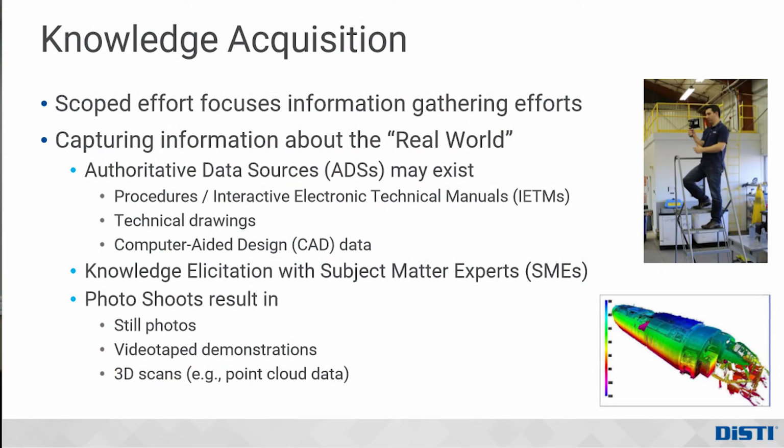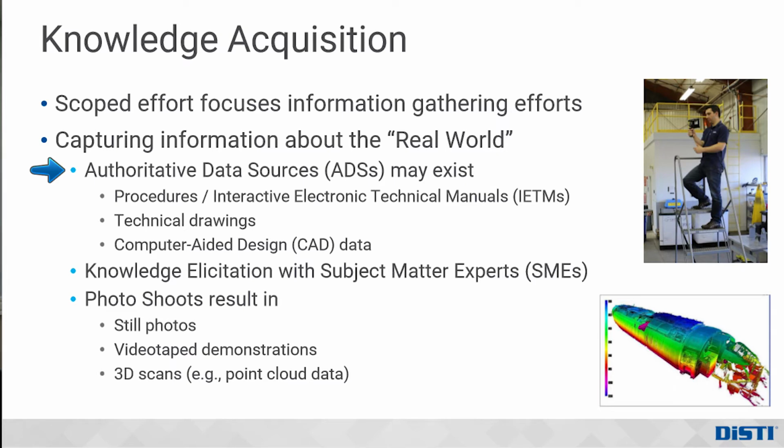The first step we do is to harvest information about the real world. And we do this in several ways. Authoritative data sources are key. So I mentioned the OEM procedures. There's often technical drawings, and in some cases there's CAD data, but there's not always CAD data. So often we're going out with scanners or cameras and collecting information about the equipment. And we bring that back, and our modelers create the 3D models from those sources.